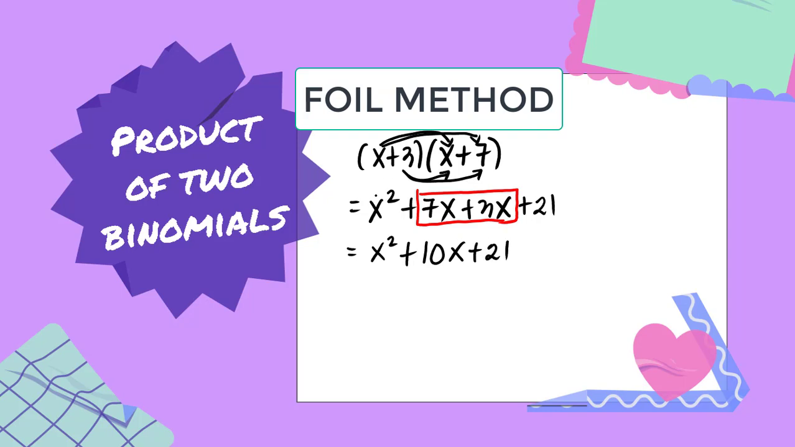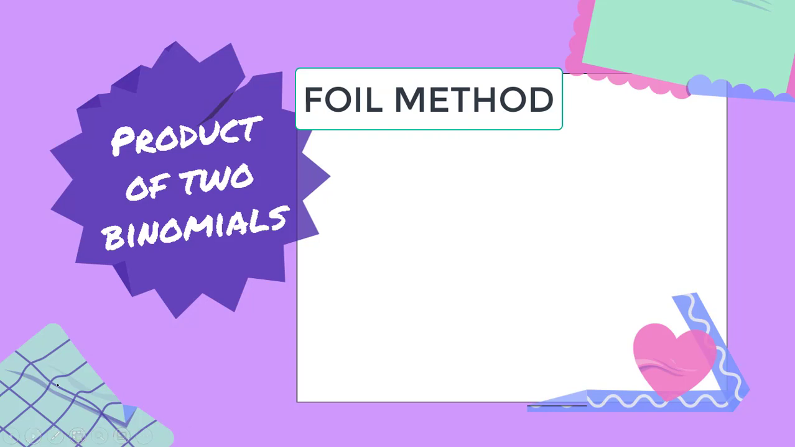Is there anything that you can combine with the x squared? None, right? How about the 21? None. So it's already simplified. But for the 7x and the 3x, since you can combine like terms, you just add 7 and 3, and the answer is x squared plus 10x plus 21. Okay, so that is our first example. Let's now proceed to the second example.